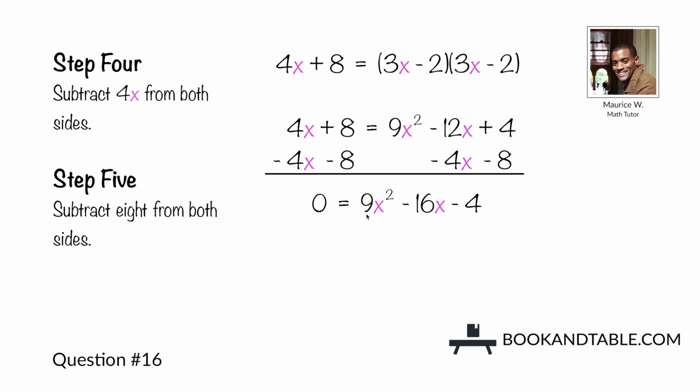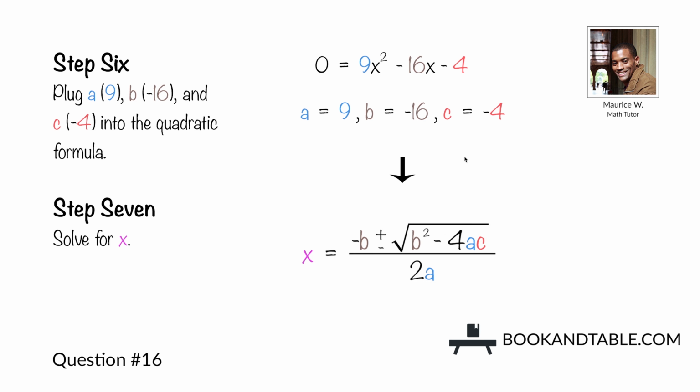So our a term is the coefficient of x squared, which is 9. Our b term is the coefficient of x, which is negative 16. And our c term is the constant negative 4. So step 6, plug a, b, and c into the quadratic formula. And then step 7, solve for x.